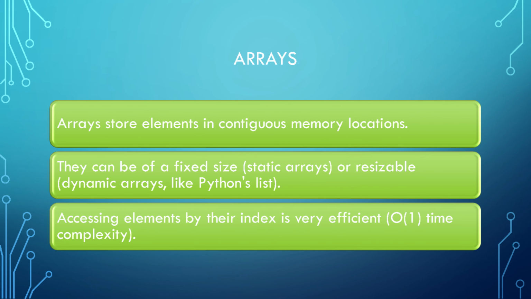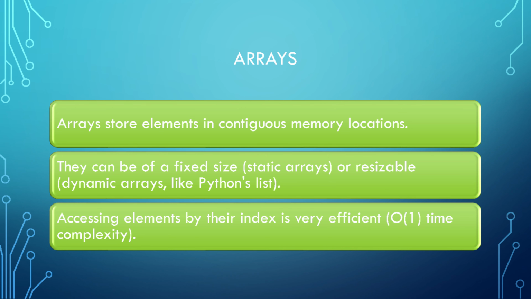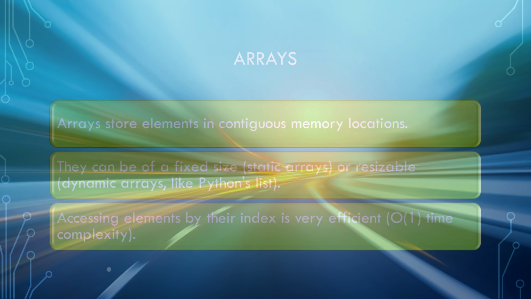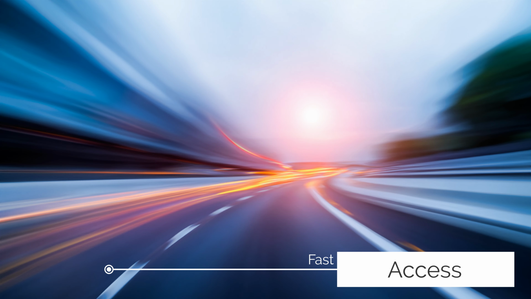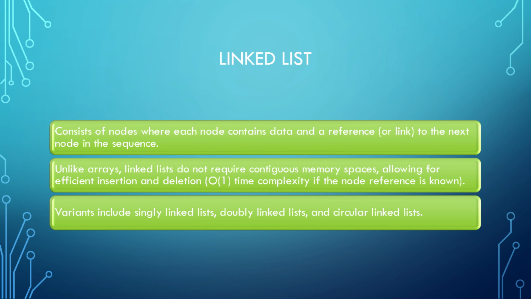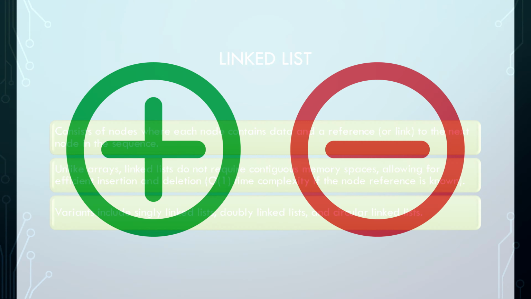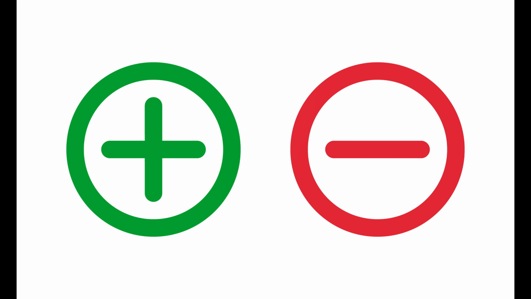First up, arrays. They're like apartment buildings for data, with each value living in a fixed address. Whether it's a static lineup or a dynamic, expandable list, arrays offer lightning-fast access to any occupant via its index. Next, we have linked lists. Picture a treasure hunt where each clue leads to the next. Linked lists excel in flexibility, allowing for easy additions and removals without disrupting the entire structure.